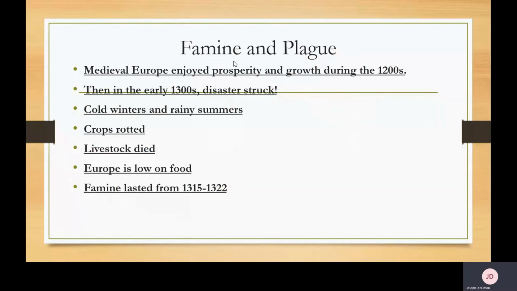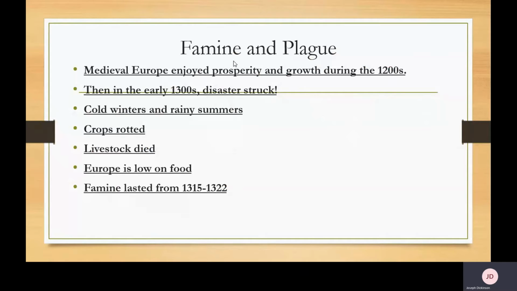So medieval Europe enjoyed prosperity and growth in the 1200s. So we've been talking about how they've been growing. They've been doing great things. So it's going really well. And then in the early 1300s, disaster struck. So it's going great. Things are on the rise. And then 1300s, it just goes down.